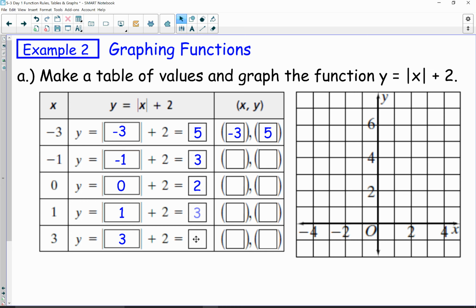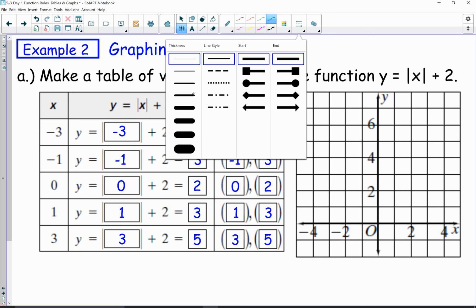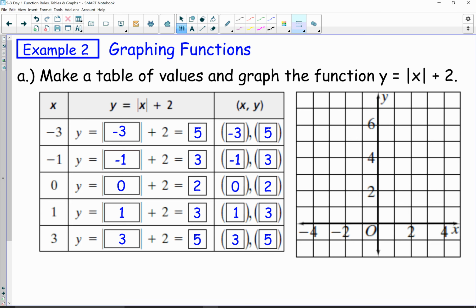So if we go through and we evaluate each of these, we would have those output values. Notice you have some numbers that are the same. So if you want to write your ordered pairs, now, if we graph these points: (-3, 5), (-1, 3), (0, 2), (1, 3), and (3, 5).